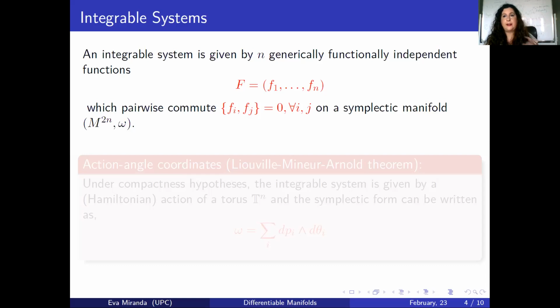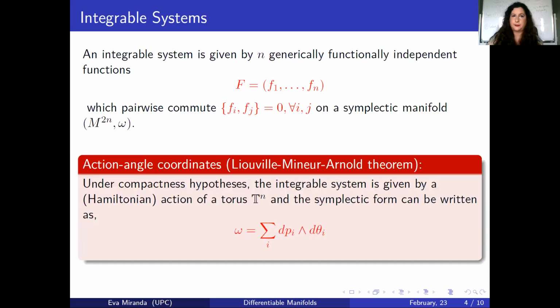Okay, and I need to impose the condition that they Poisson commute. Well, the Poisson bracket is given as on the whiteboard before. So it's just the symplectic form applied to the Hamiltonian vector fields of Fi and Fj, excuse me, in this particular order.